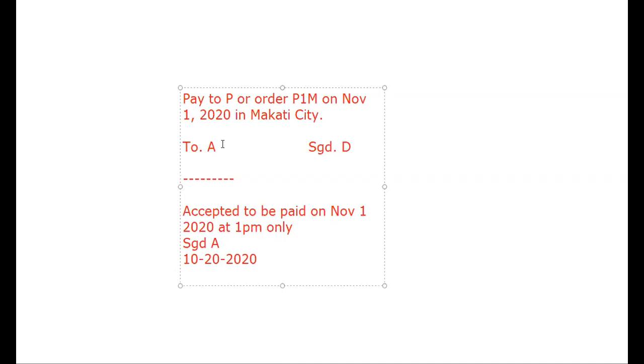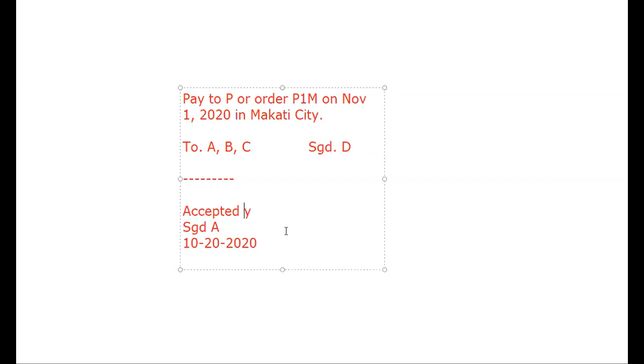Or, in a situation whereby, tatlo sila, A, B and C. Ayan. Pero sino lang ang nag-accept? Tapos, sino lang ang tumanggap? It was only A. Or it was only B. Kapag ganyan, there is still qualified acceptance. O kaya, B and C lang ang nag-accept. Then that would still be considered as qualified. Again, ang rule natin dito, it is the right of every holder to demand that the acceptance shall be made as general.